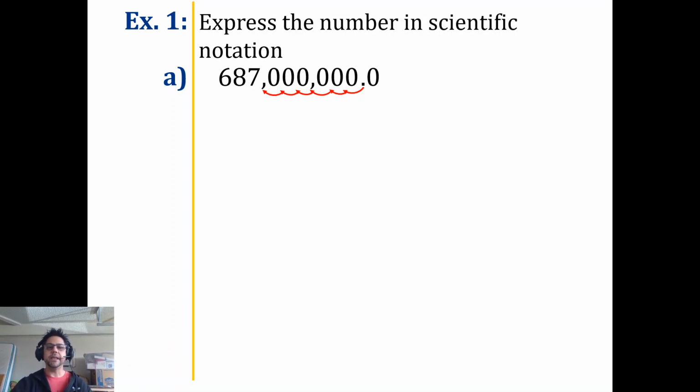So really, we just keep moving our arrows to get it to 6 point something. Because again, it has to be between 1 and 9. So if I moved it correctly and I stop there, I'd have a 6.87. And I've moved it a total of 8 times. Since it's a big number, it's going to be a positive exponent.